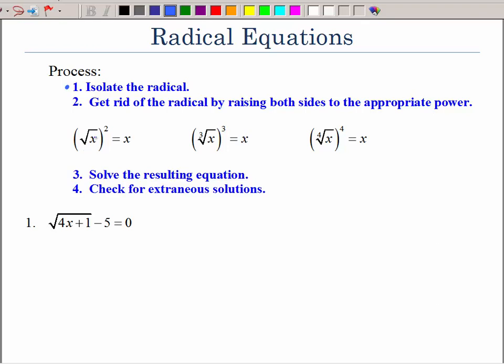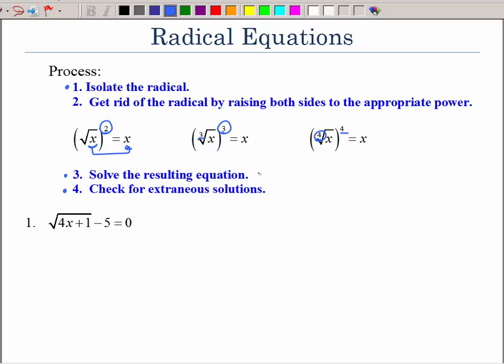And so if we have a square root, we're going to square it. A cube root, we're going to cube it. Fourth root, we're going to raise it to the fourth power, and so forth, because those are inverse operations. They undo one another, and it would get rid of that radical and give us just what's underneath the radical. Then we're going to solve that resulting equation. We may just be able to isolate x. We may have to factor. We just see. And then the last step is we're going to have to check for what's called extraneous solutions.